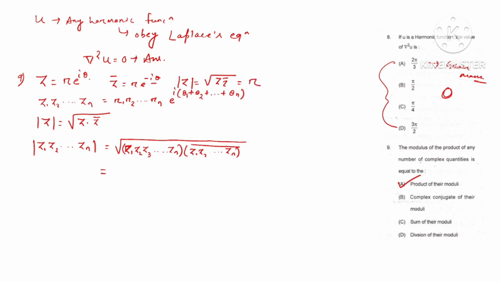So this and this term get cancelled, right? Similarly, in this square root, all the terms which contain the theta part will be cancelled. So the answer will be equal to r1, r2, r3, up to rn. The answer will be the product of the moduli, right? Okay. Let's go to the next question.